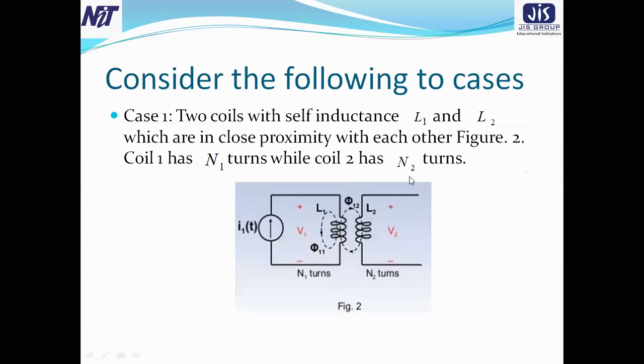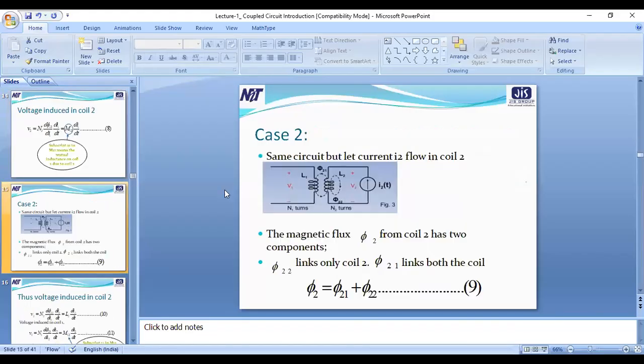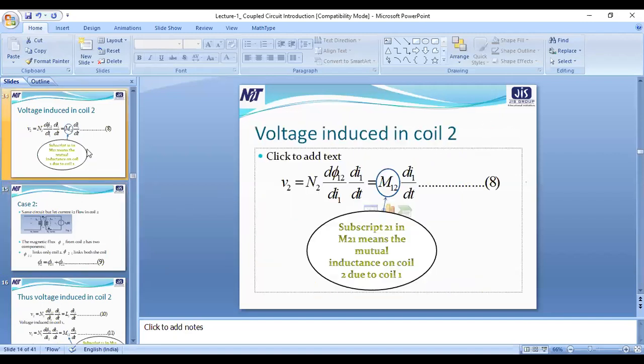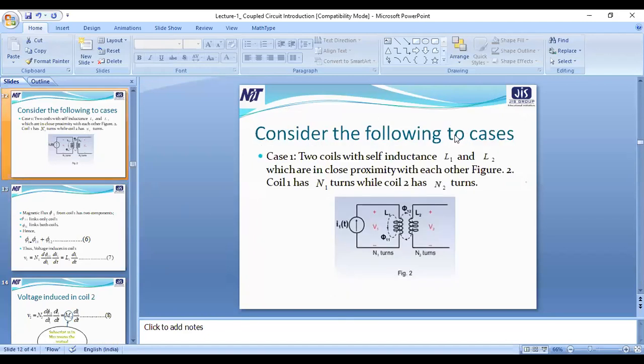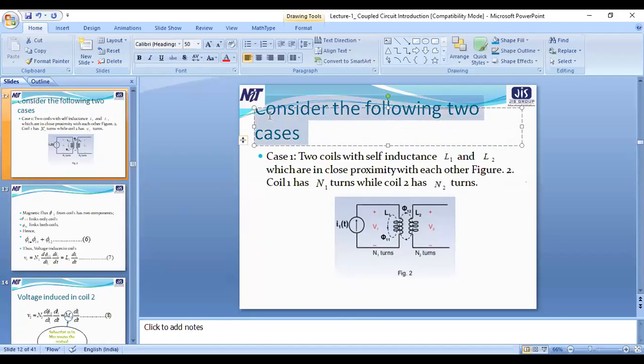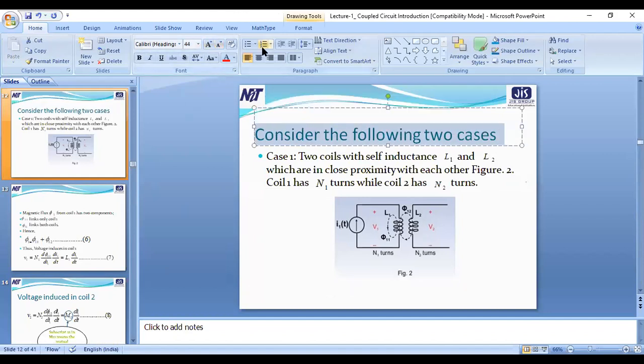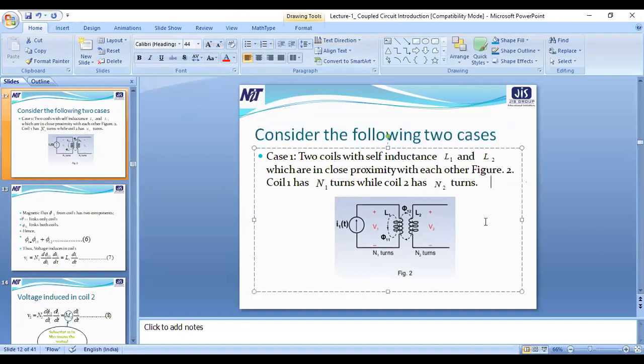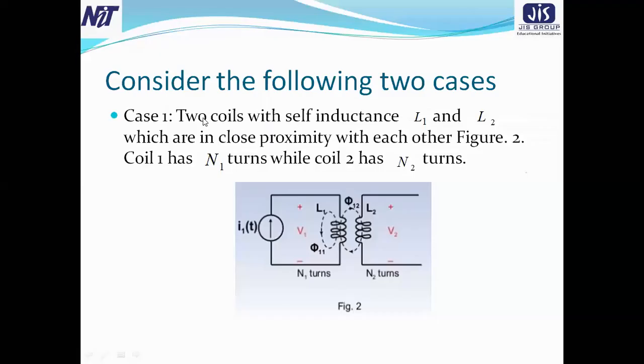Now consider the following two cases. Case 1: two coils with self-inductances L1 and L2, which are in close proximity with each other, as in Figure 2. Coil 1 has N1 turns while coil 2 has N2 turns.